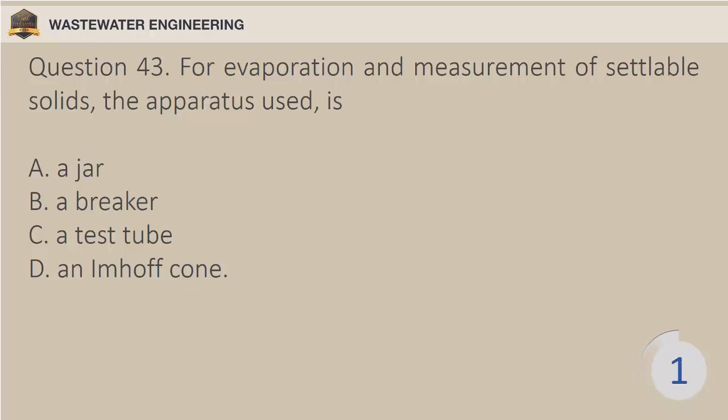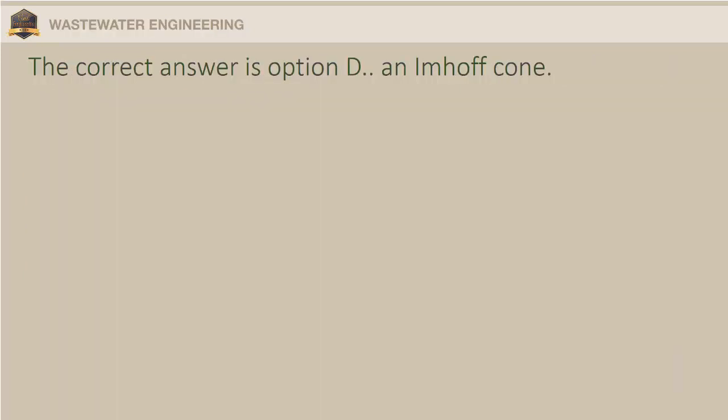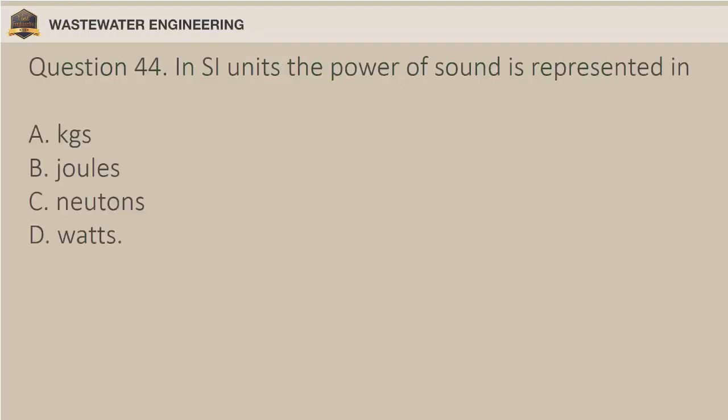The correct answer is option B. More than 7. Question 44. In SI units the power of sound is represented in A. kgs. B. joules. C. newtons. D. watts.